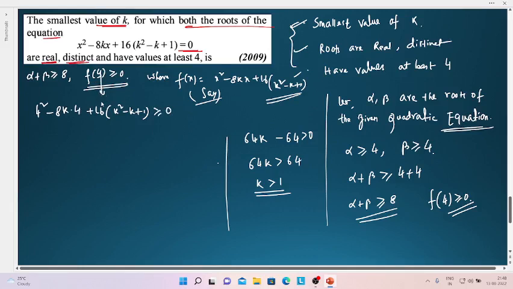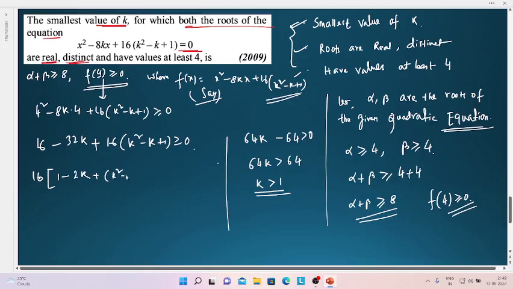So 4 square will be 16, minus 8 times 4 will be 32k, plus 16 times k square minus k plus 1, which is greater than or equal to 0. Let me take the common 16 out. So it will be 16 times 1 minus 2k plus k square minus k plus 1, right, which is greater than or equal to 0.